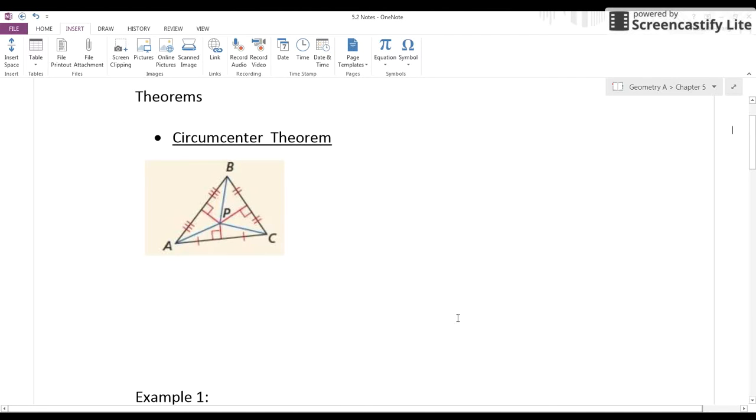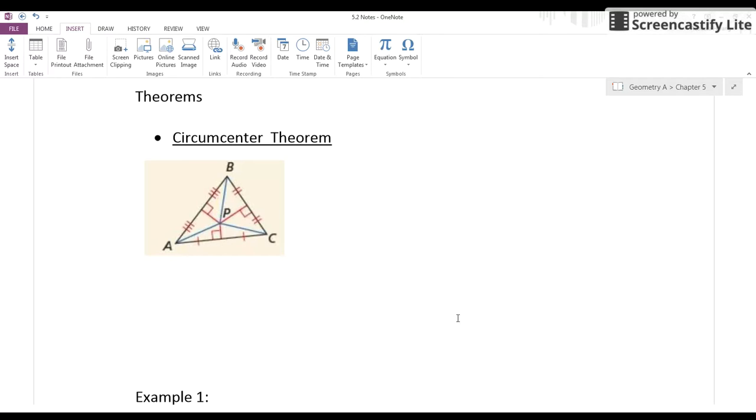Okay, so we are continuing the notes from 5.2 that we started in class. Remember, we did the Patty paper and we were constructing things and we found the circumcenter and the incenter. So what we're going to do with this now is look at theorems that involve circumcenter and incenter and help us deal with measurements and information about the triangles themselves.